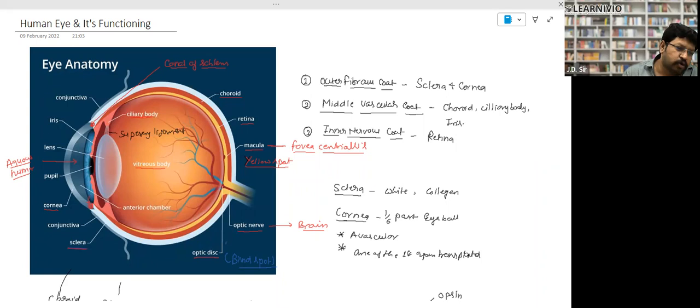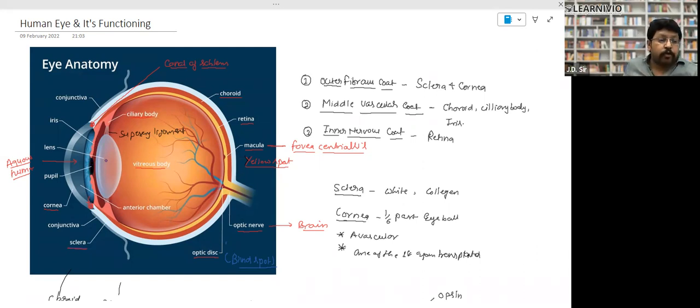So inside there is a lens. You can see this is the lens, right? And in front of the lens there is a shutter-like structure. And in the middle of this shutter-like structure, the iris, there is a pupil. So the pupil is that hole through which the light can penetrate and reach the lens, right?